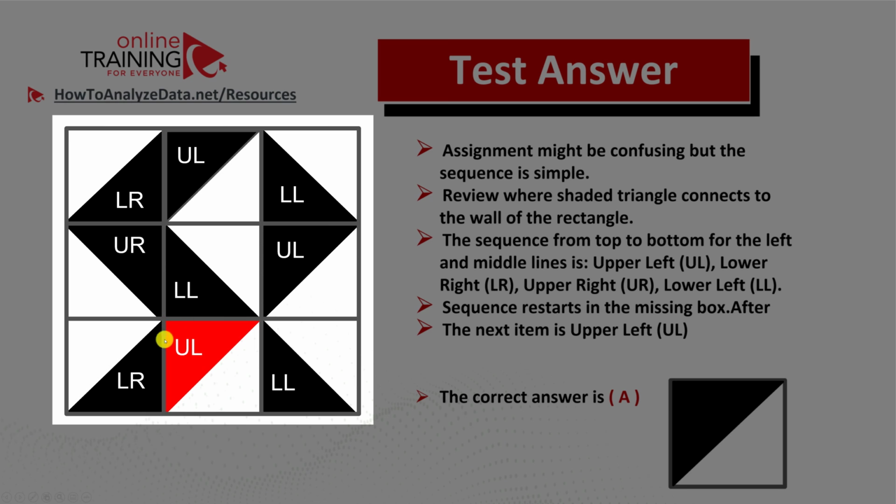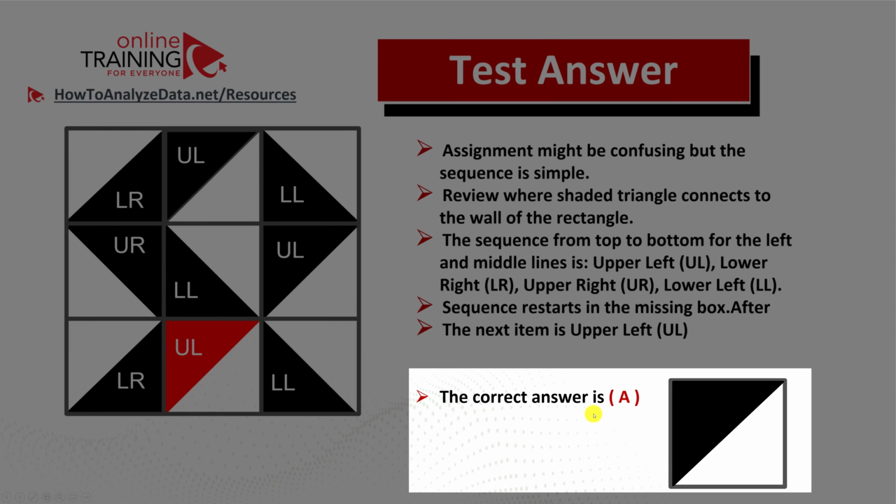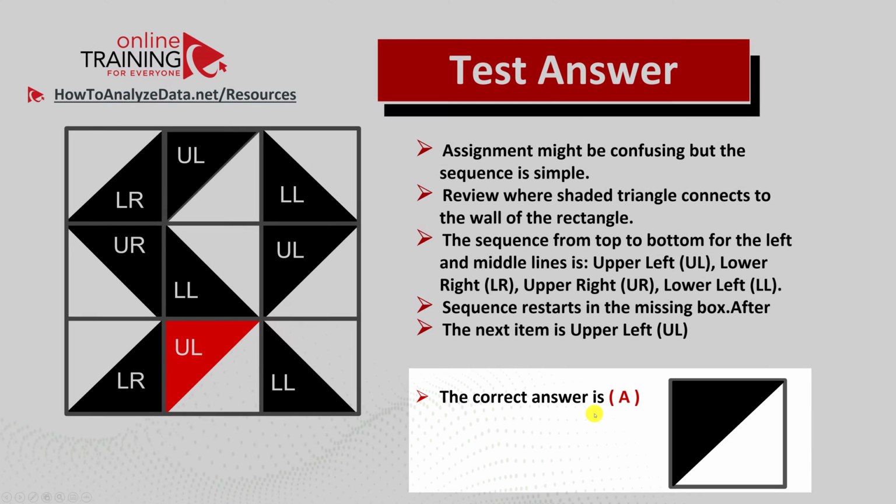And then this is the missing box, where we need to find the missing square. And you see that the pattern here restarts. Upper left was the first item in the sequence. So the next item in the sequence would be upper left again. So the correct choice here is choice A, upper left. Hopefully you've nailed this question.